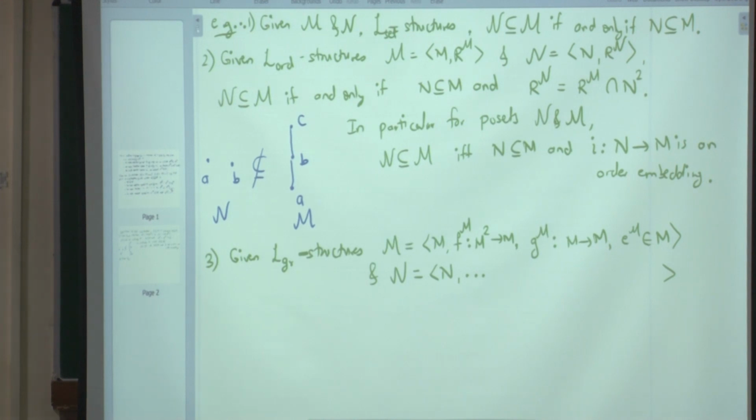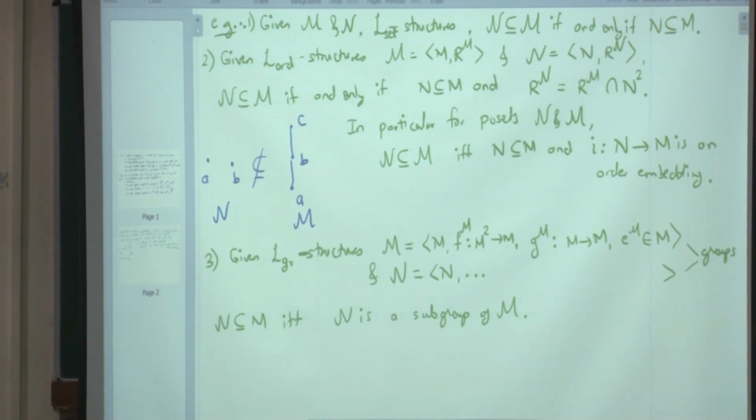Okay, then we say that N is a substructure of M if and only if, I mean, I'm not going to write it, but if these are groups, then N is a subset of M if and only if N is a subgroup of M. So, for example, integers are a subgroup of rational numbers as an abelian group, right? Because sum of two integers.